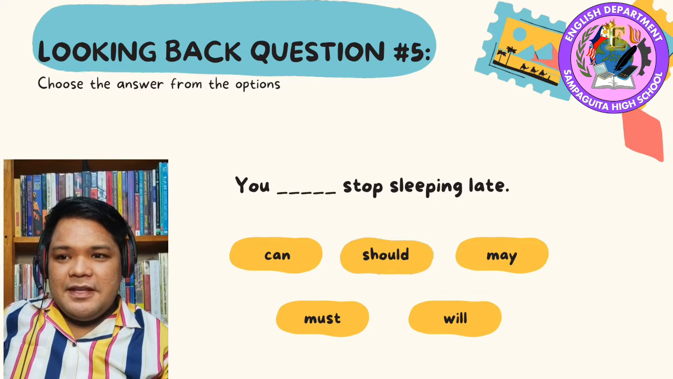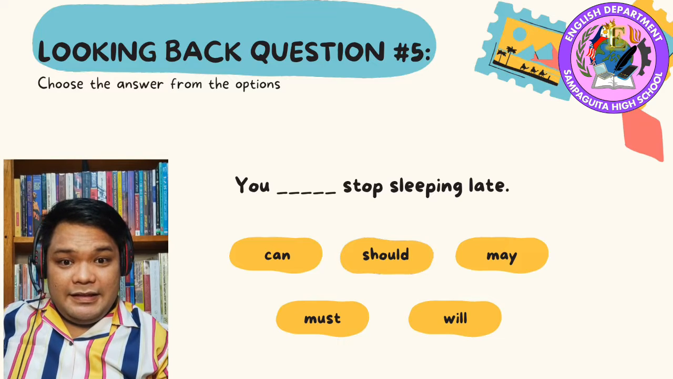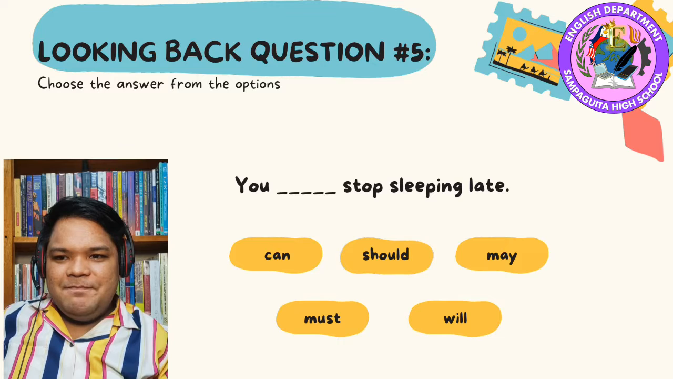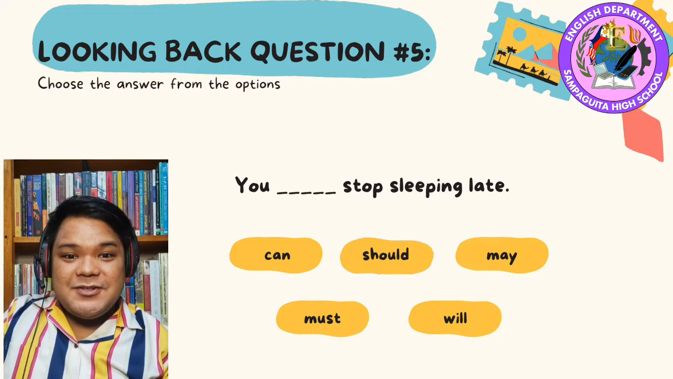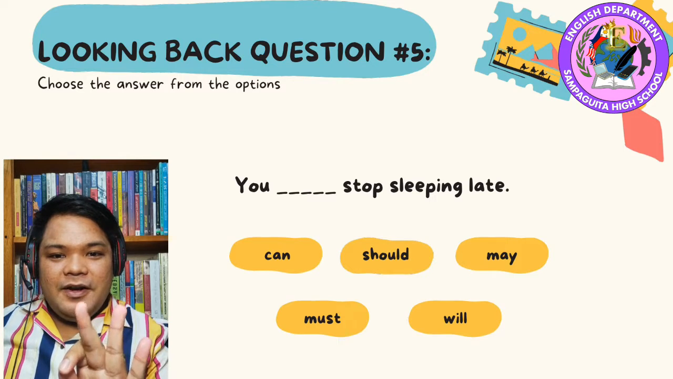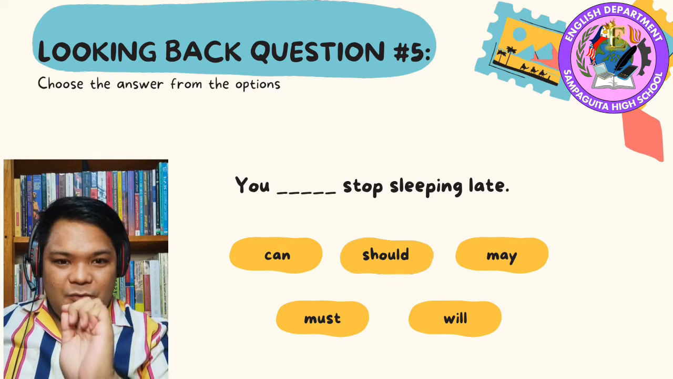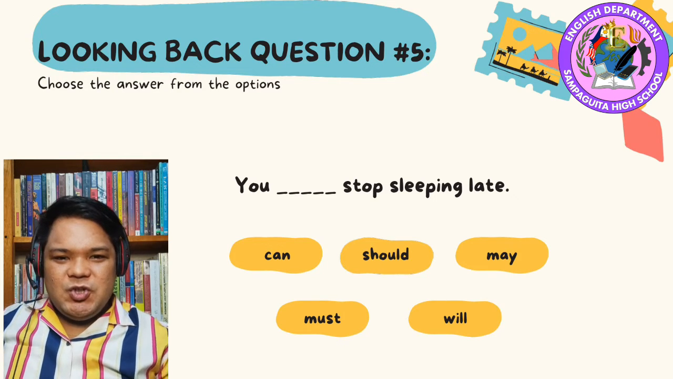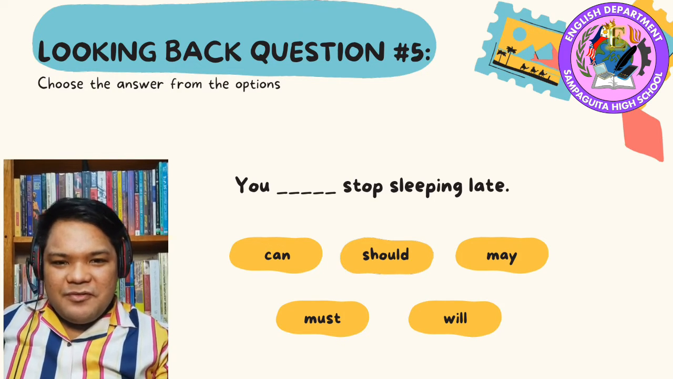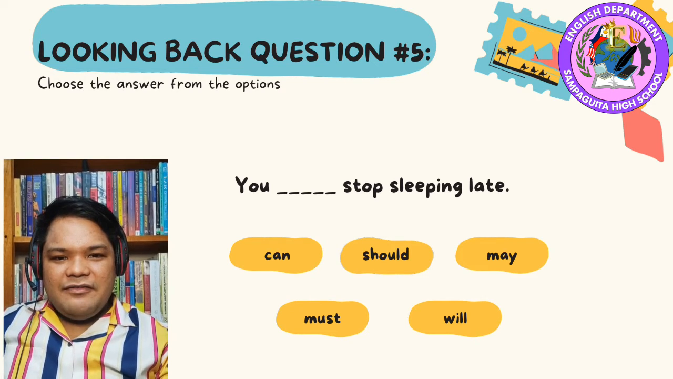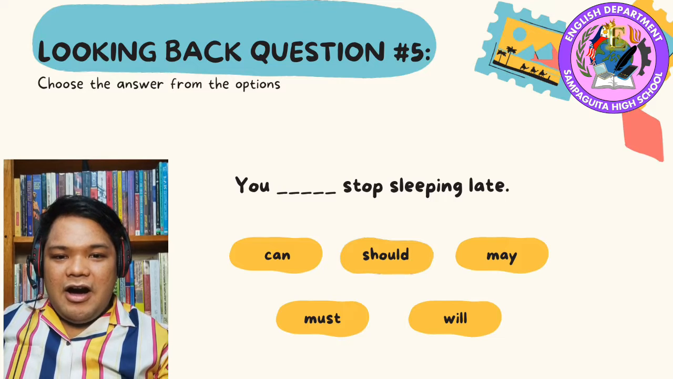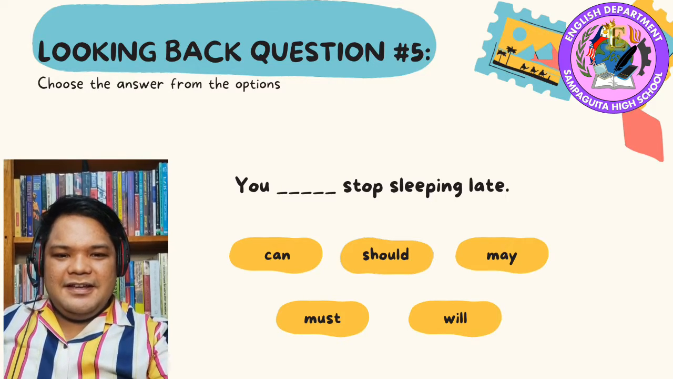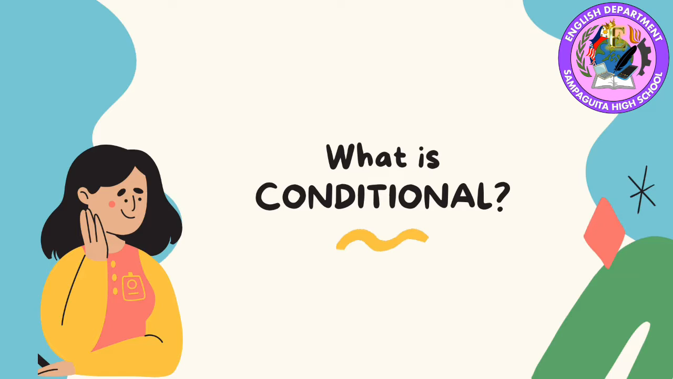Question number 5. You blank stop sleeping late. Same options: can, should, may, must, or will. What's your answer? 5, 4, 3, 2, and 1. The answer is should. Alright, who got 5/5? If you got 5/5, that means you already understand our lesson last week. So, let's now proceed to the discussion proper.